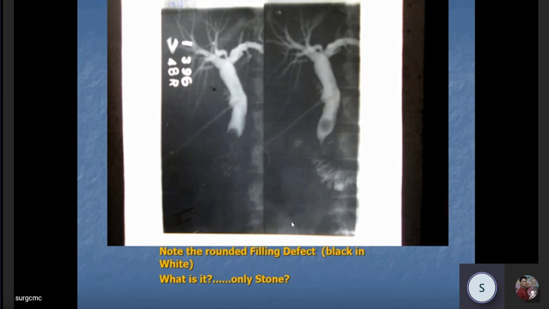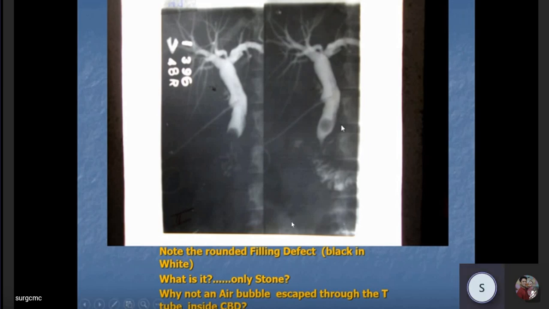Now, can it only be stone? The black thing? Anybody? Sir, mass in case of a CBD carcinoma. So you are talking about any cholangiocarcinoma.